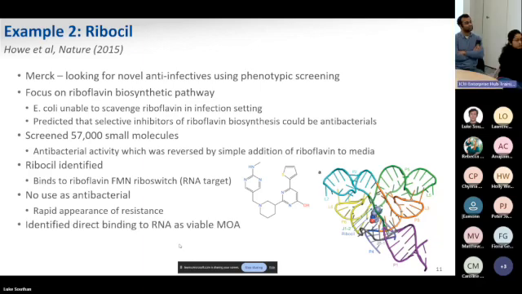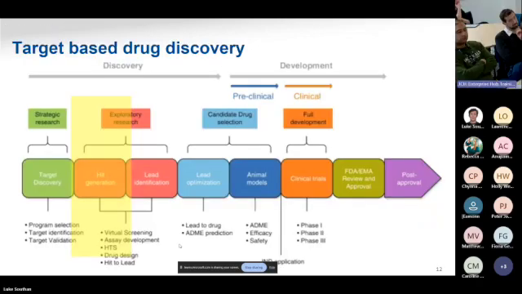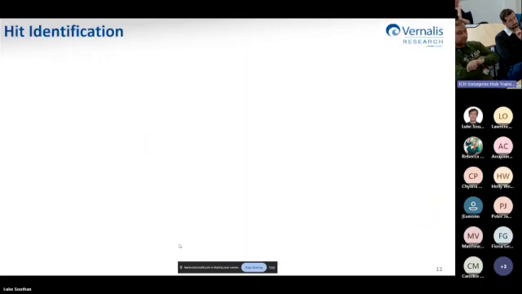Yeah, so identified RNA binding as a viable mode of action. Right. I'm going to plow on because I've spent 10 minutes randomly talking at the beginning with no slides. I'll focus a bit more.